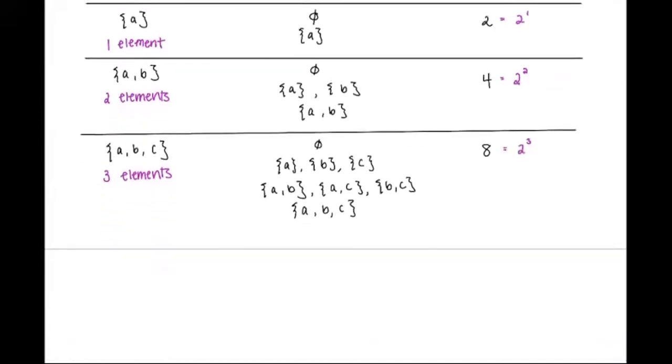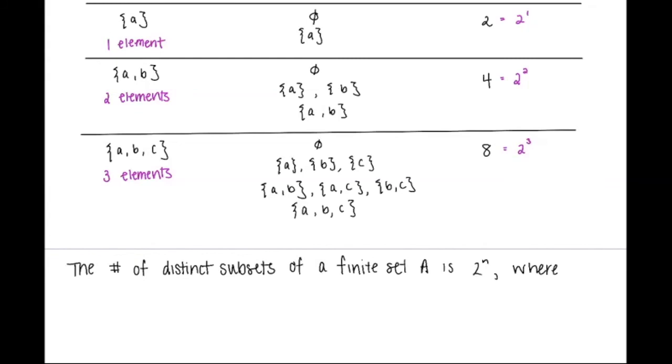So ultimately, the number of distinct subsets of a finite set A is 2 to the n, where n is the number of elements in set A. So i.e. n is the cardinality of A.